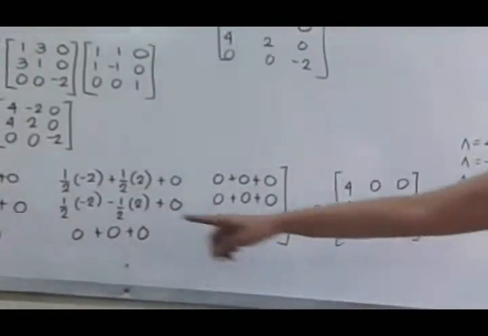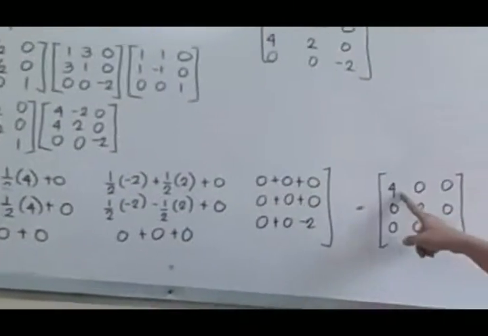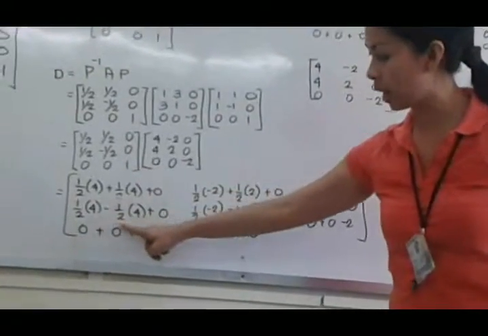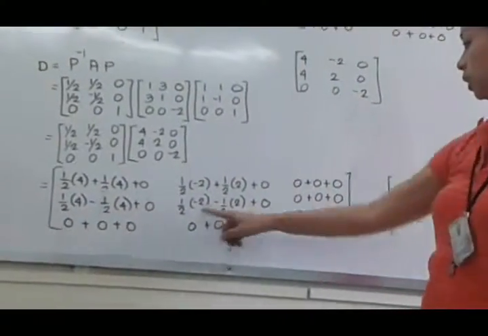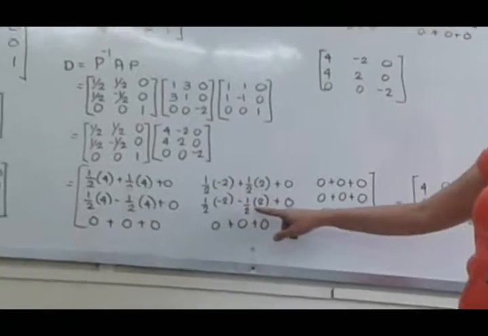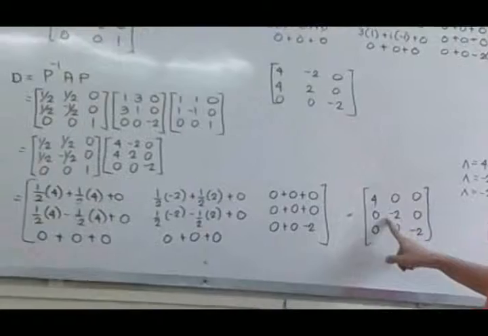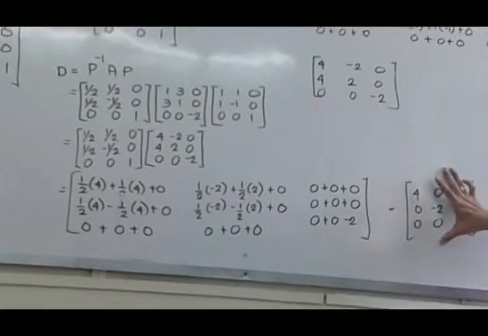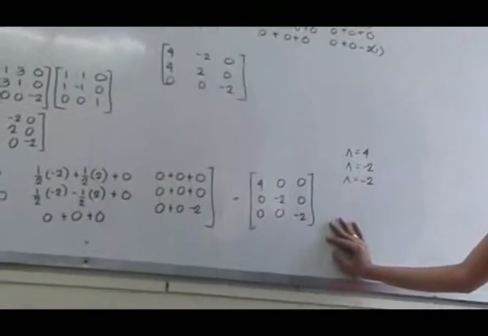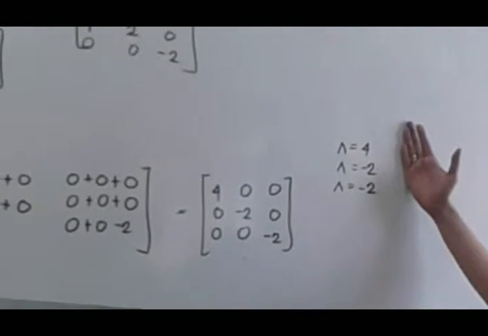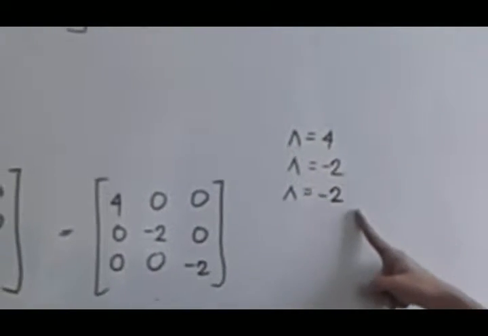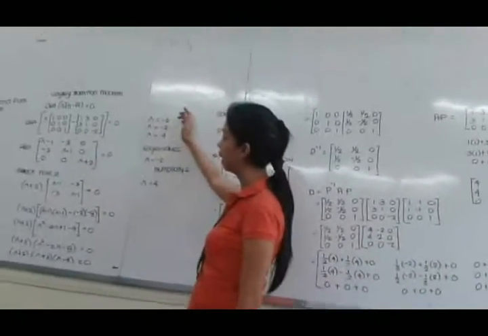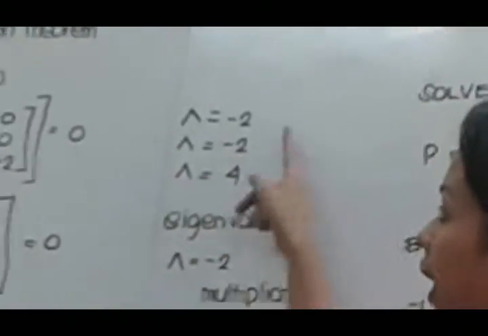Simplify, you would get 2 and 2 plus 0 would give us 4. This would just be 0, 0. Next, I have 2 minus 2, which would just give us 0. Next, I have negative 1 and negative 1, which would give me negative 2, 0 still, 0, 0, and this would be negative 2. So, we have our diagonal matrix, which corresponds to our eigenvalues as 4, negative 2, negative 2, as given in the eigenvalues of A, which we have solved to be 4, negative 2, negative 2.